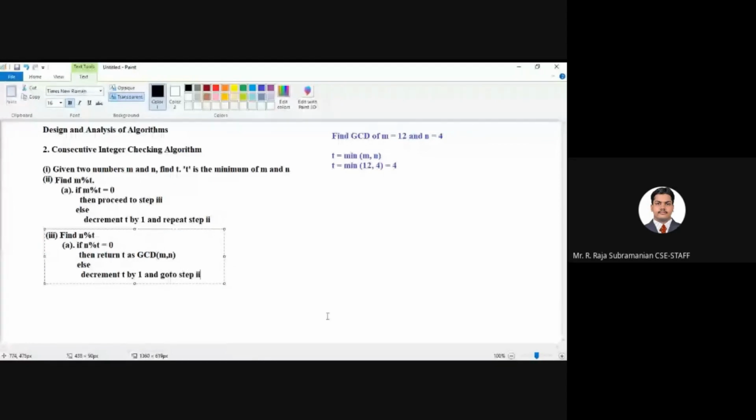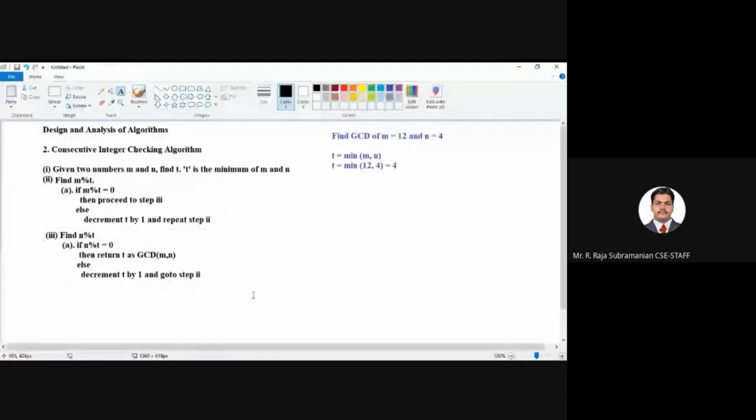Now I'll explain this. If you have read this completely along with me, you will understand what I'm actually doing. I'm trying to find a variable t, the maximum t value, such that it divides both m and n without any remainder. That's what I'm finding. For example, t is equal to min of m comma n, and we found t is equal to 4. This is going to be step 1. So you know that this is step 1. So what is step 2?